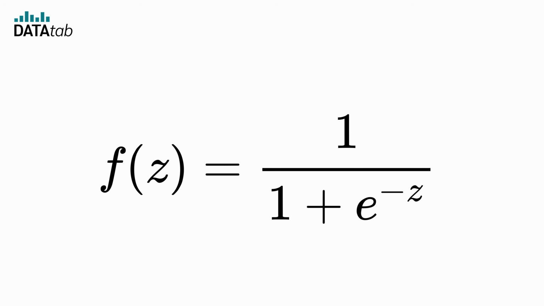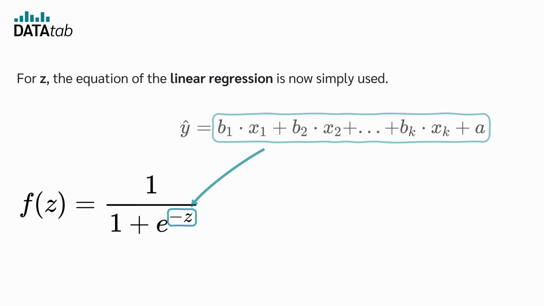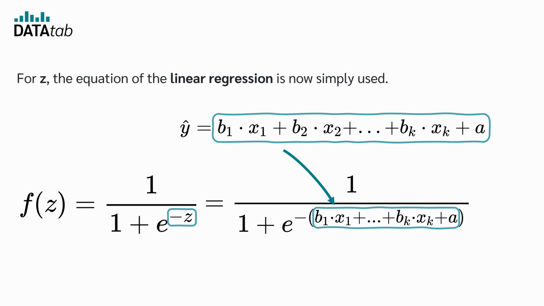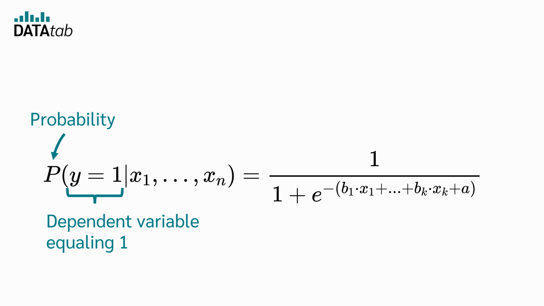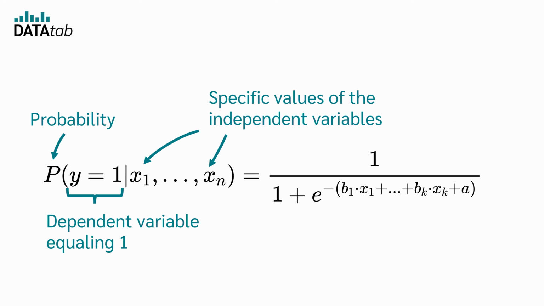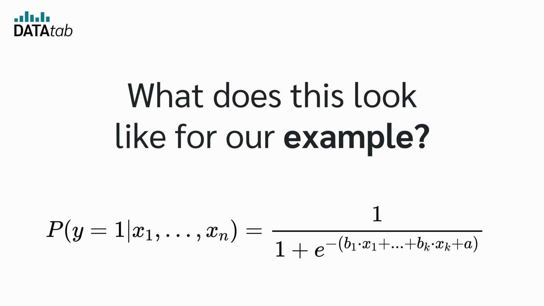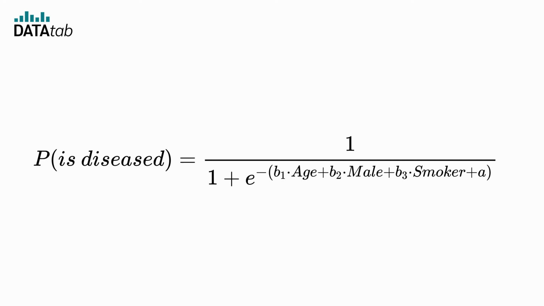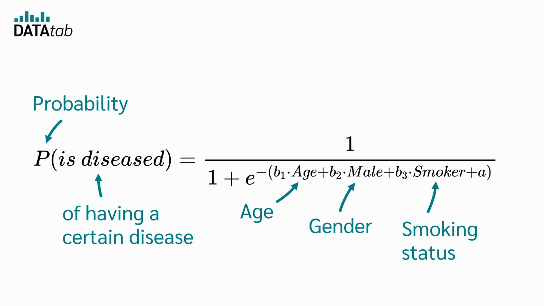The equation for the logistic function looks like this. Logistic regression now uses the logistic function. For that, the equation of the linear regression is now simply used. This gives us that equation. This equation gives us the probability of the dependent variable equal 1 given specific values of the independent variables. What does this look like for our example now? In our example, the probability of having a certain disease is a function of age, gender, and smoking status.